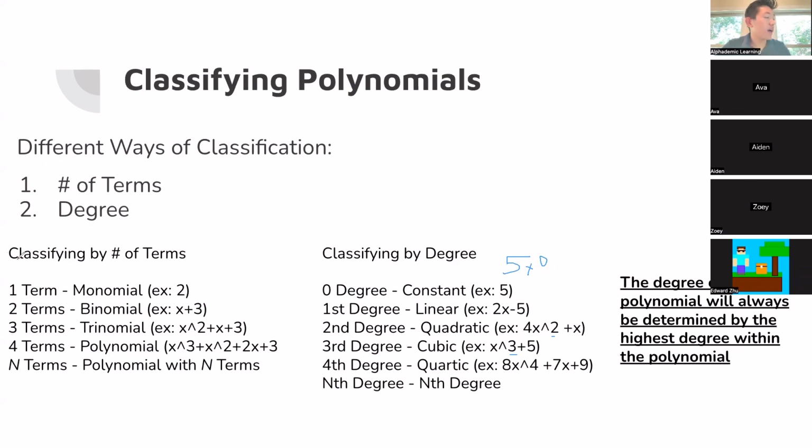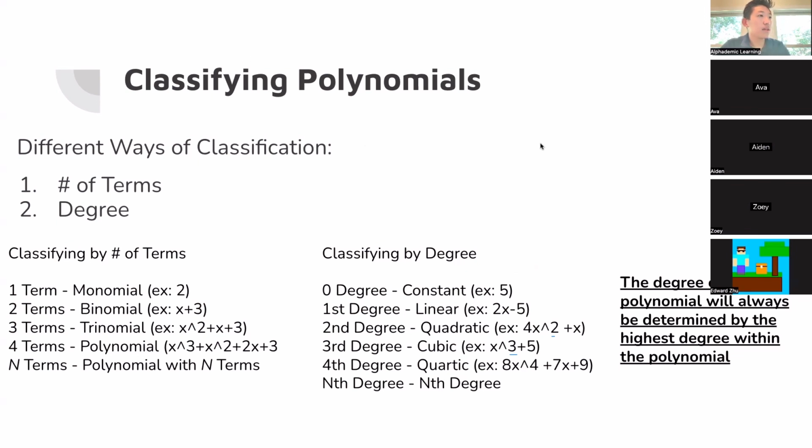And then you can classify it by the number of terms it has as well. So from here, you can see that one term is called a monomial, 2 terms, binomial, 3 terms, trinomial, and then 4 terms, a polynomial, and then n number of terms. So just any polynomial with more than 4 terms, you would just call it a polynomial with n terms.